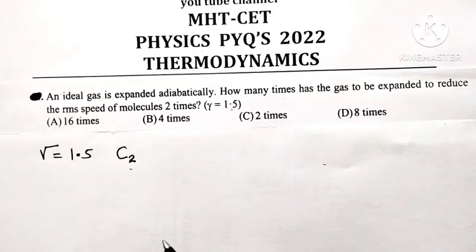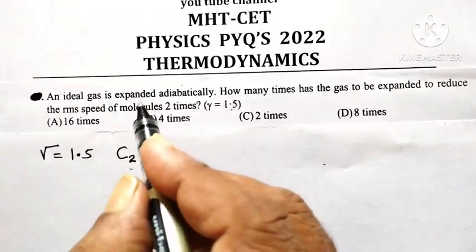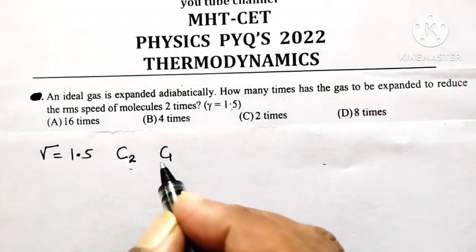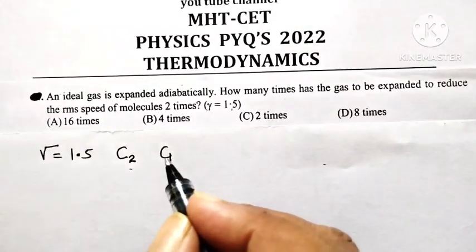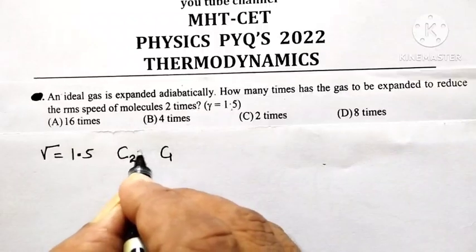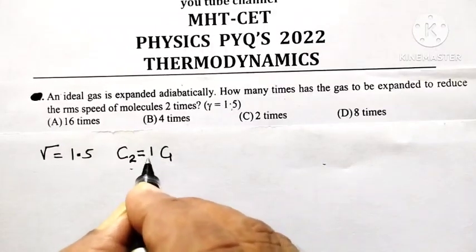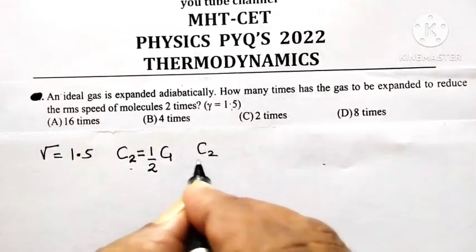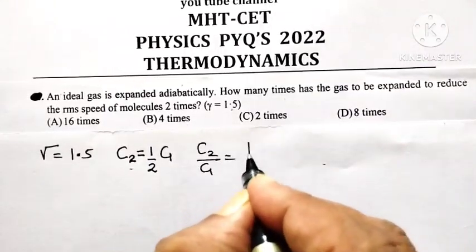If I say C2 is RMS speed of gas when that gas expanded adiabatically, and C1 is the RMS speed of gas before expansion, then as per problem C2 is equal to half of C1, or we can say C2 upon C1 is equal to 1 by 2.